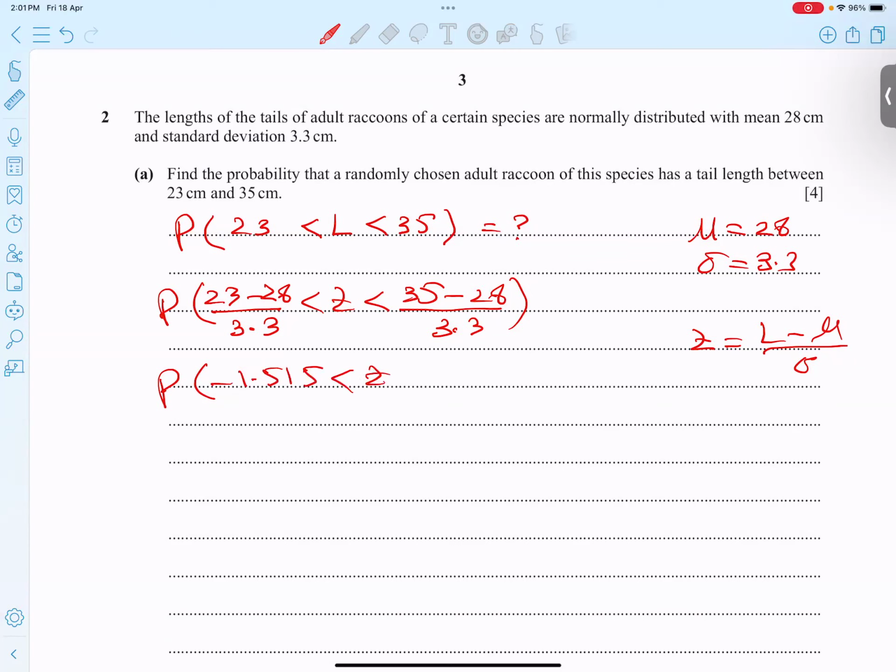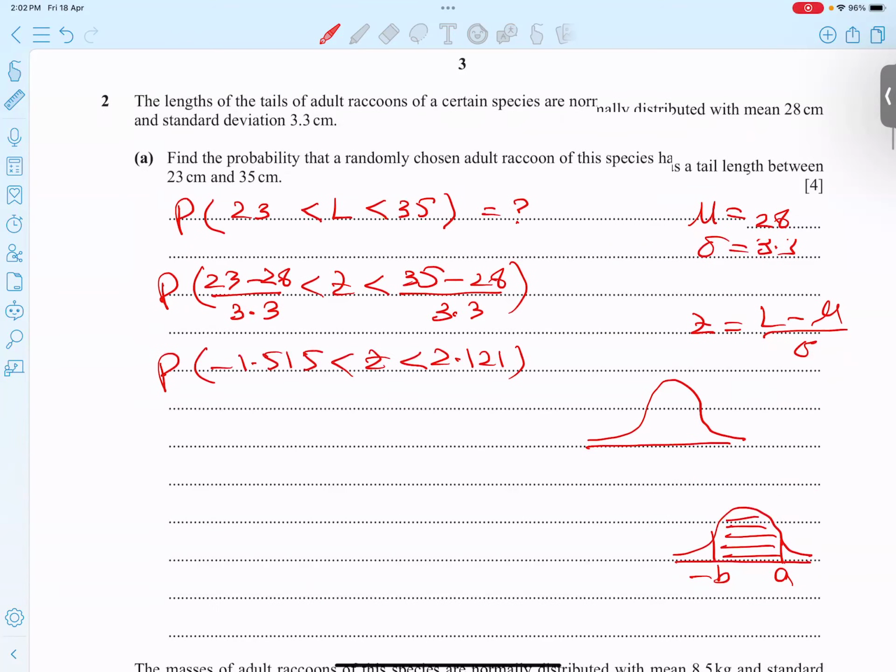And if you type this in the calculator, it comes to be positive 2.121. Make sure we always use 3 dp values, because of the table. And students, we have a special formula. First I tell you the formula, then I come to the question. The formula is for when we have one positive number, for example A, and one negative number, and we're looking for the area in the middle, I mean the probability.